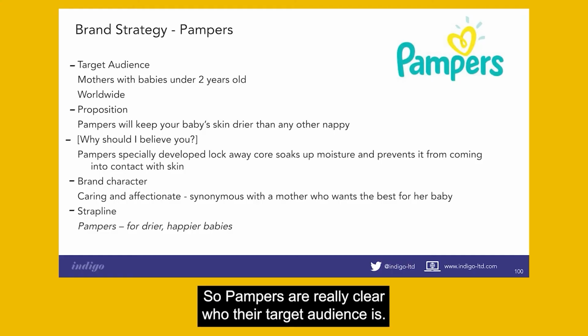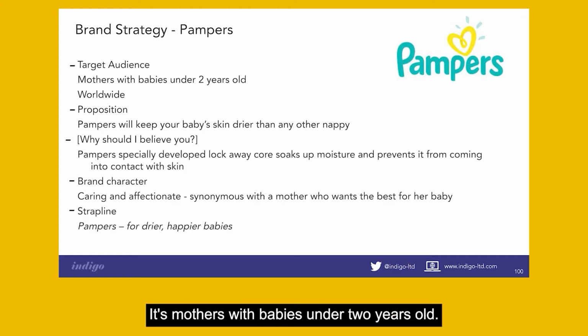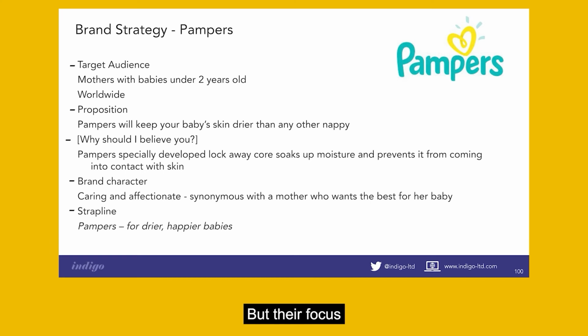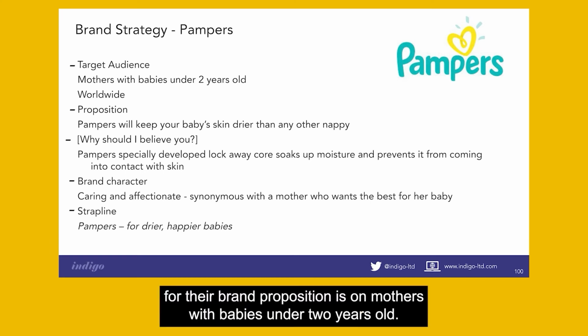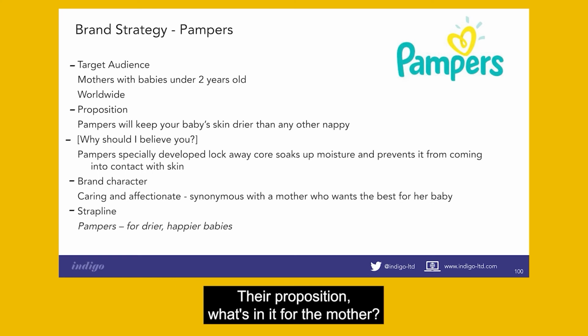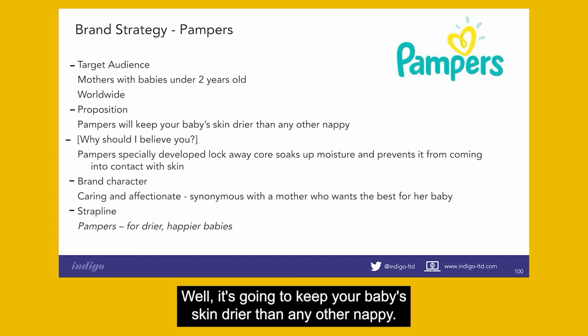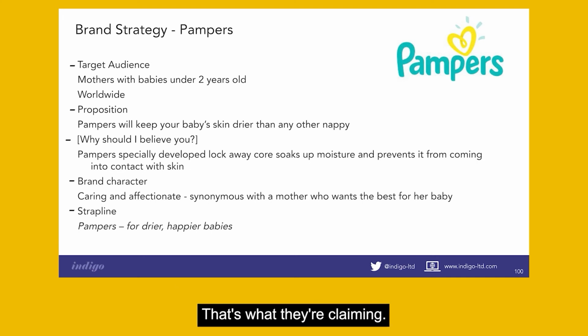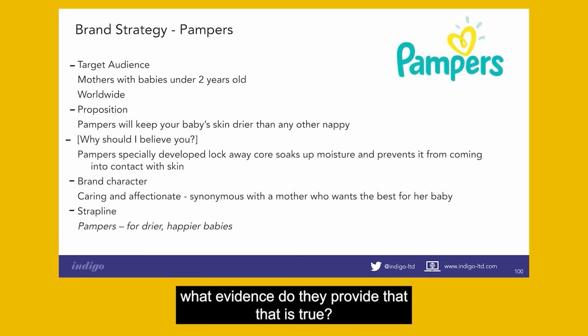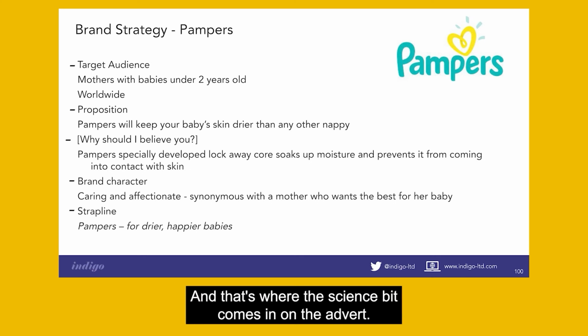So Pampers are really clear who their target audience is. It's mothers with babies under 2 years old. Obviously, they sell nappies to dads as well, but their focus for their brand proposition is on mothers with babies under 2 years old. Their proposition, what's in it for the mother? Well, it's going to keep your baby's skin drier than any other nappy. That's what they're claiming. And if they're claiming that, what evidence do they provide that that is true? And that's where the science bit comes in on the advert.